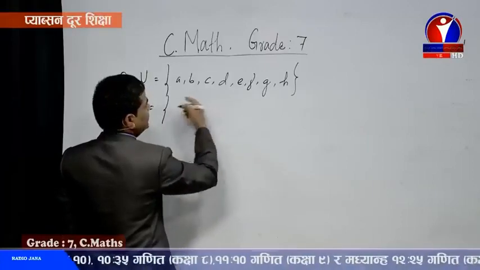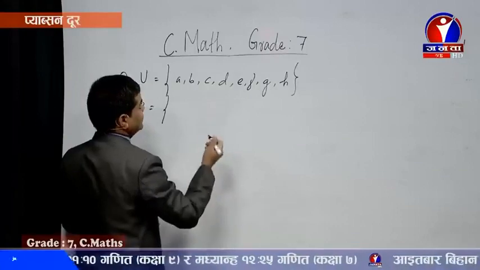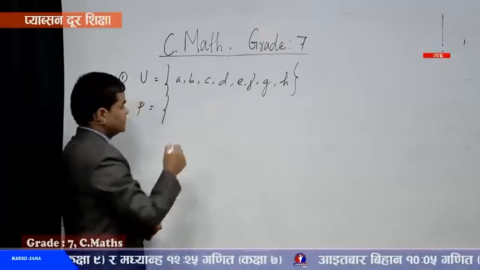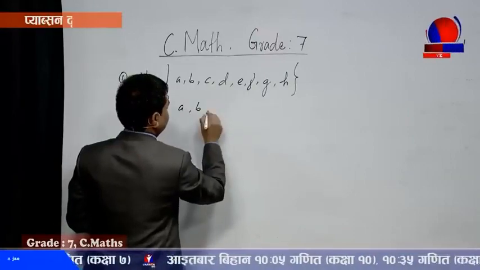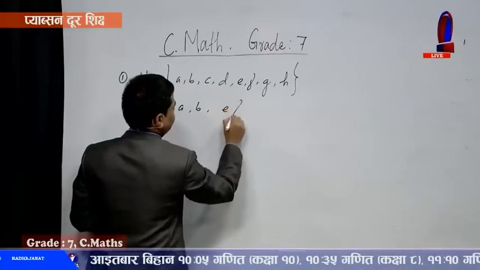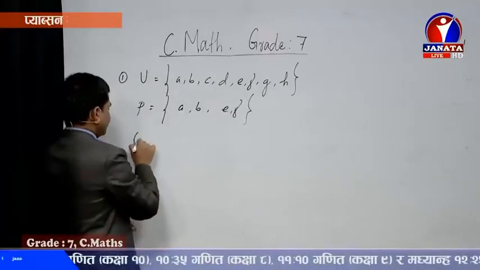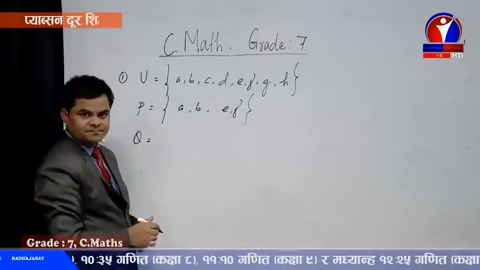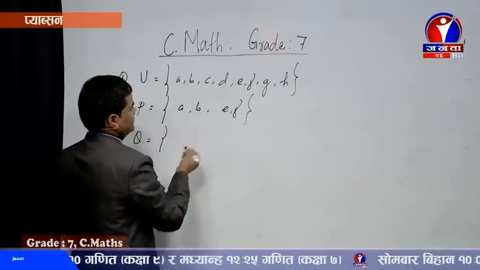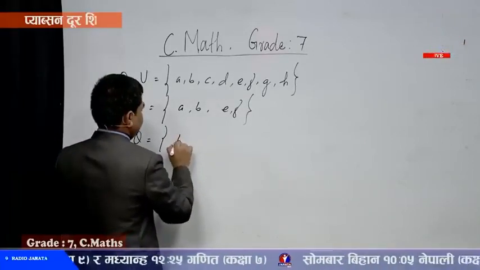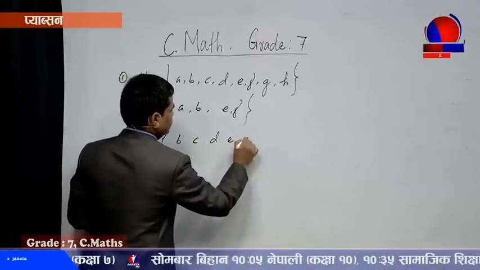Let's take some of the elements from the universal set. It should not be more extended than the universal set. So A, B, and then after, let's take some of the elements of the middle one, E, F. And next one, let's take another set, Q set. In Q set, we are going to take a few elements: B, C, D, E, G.